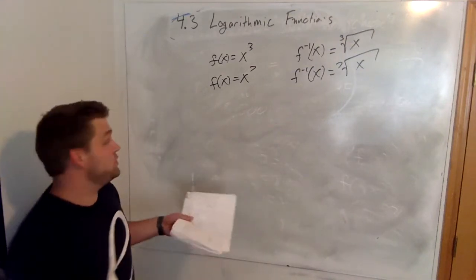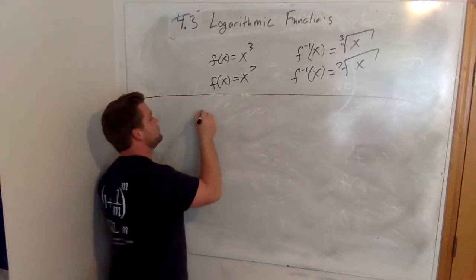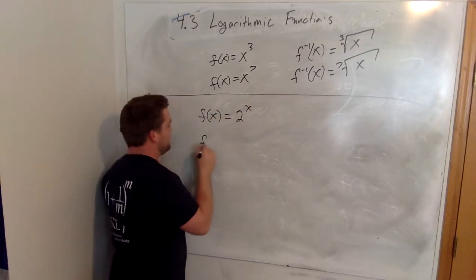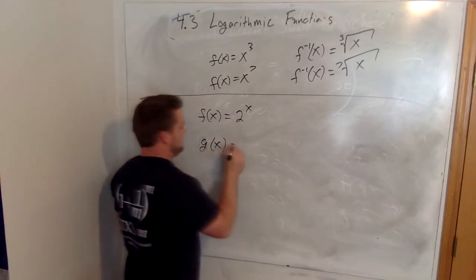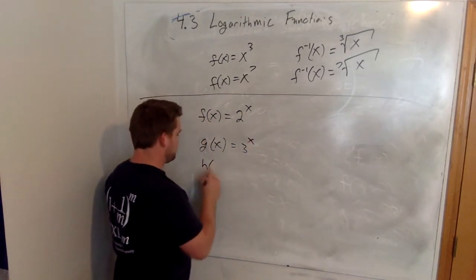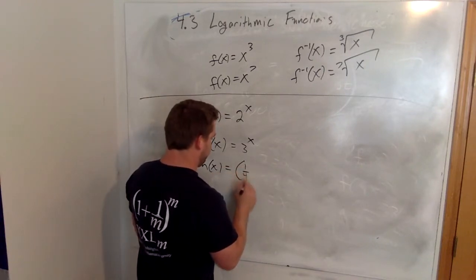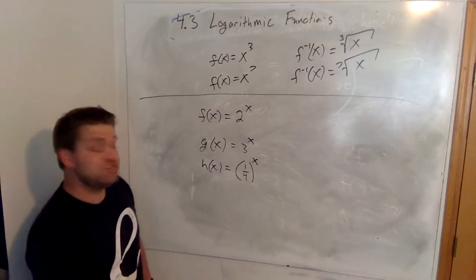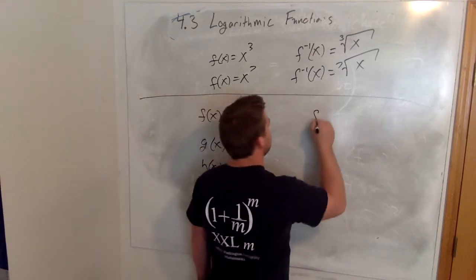Let's do the same thing with exponentials. So, we have an exponential function, f of x. Let's say it's 2 to the x. Or maybe we have a different exponential function. Maybe I'll call it g. Maybe it's 3 to the x. Maybe there's another exponential function, maybe it's 1/4 to the x. Now, we just want to come up with a notation that would be the inverse of these.